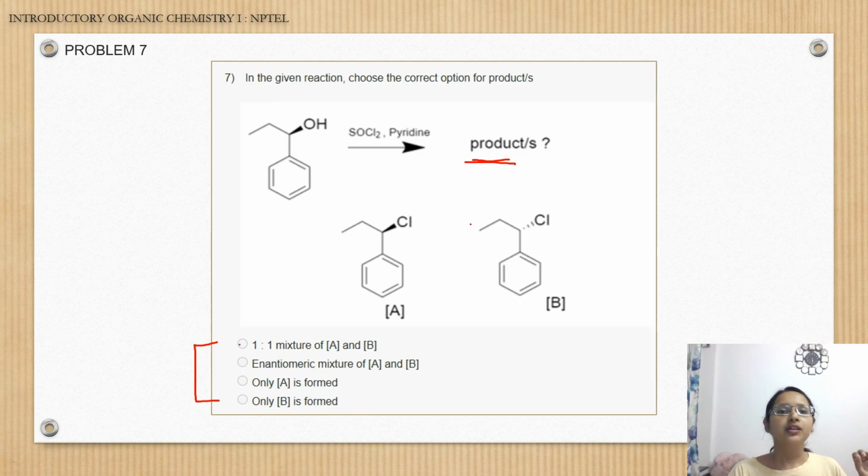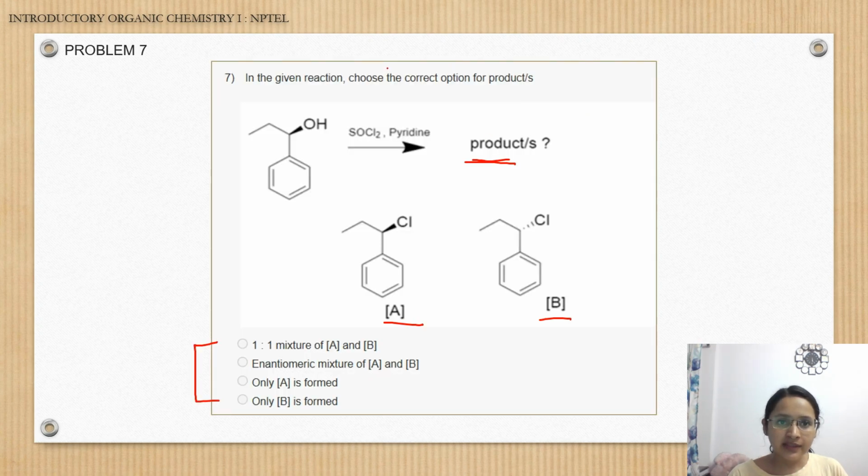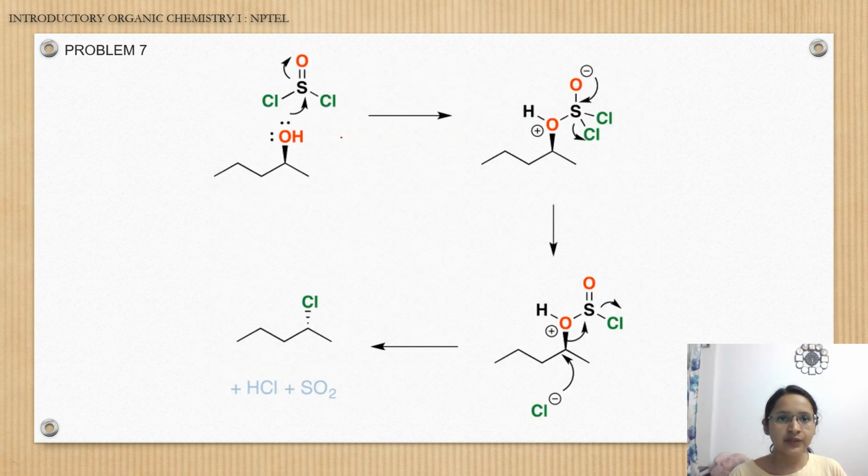Yeah, thank you. So here, you first have to go through the mechanism of this reaction. What is happening? This alcohol and this thionyl chloride, and you have pyridine in the system, right? Pyridine is the short form here. Pyridine is a base. So what will pyridine do if you have alcohol in the system?